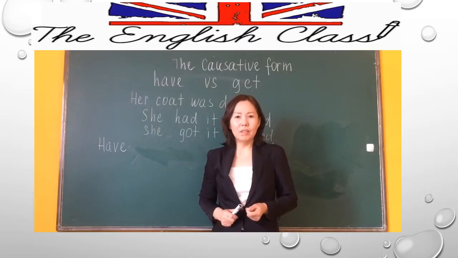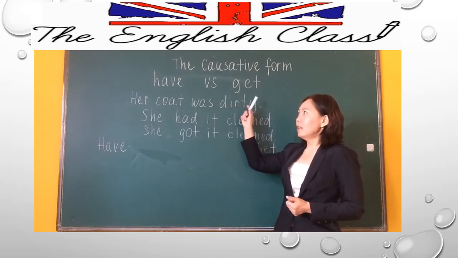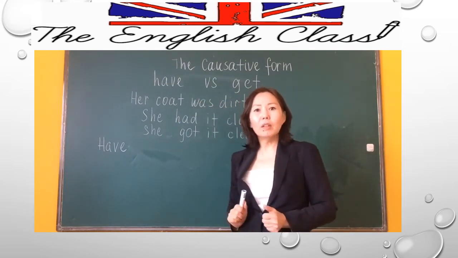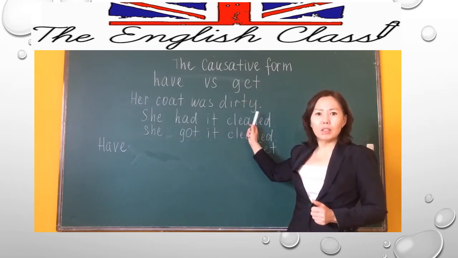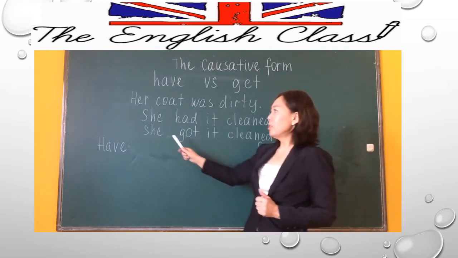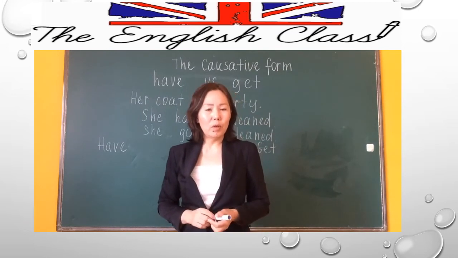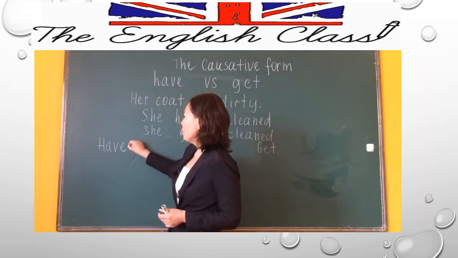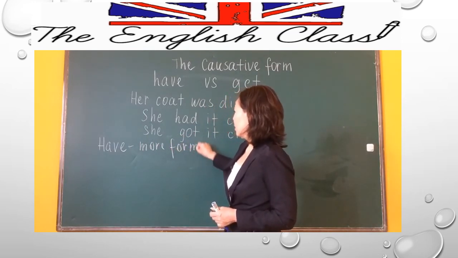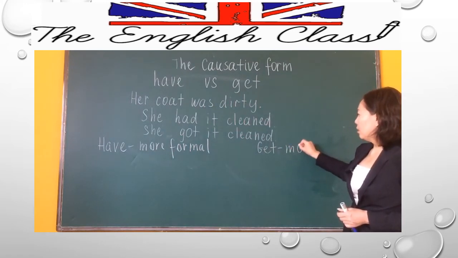Is there any difference between the verbs have and get? You can say get instead of have to say to get something done. For example, in the situation, her coat was dirty, you can say both. She had it cleaned or she got it cleaned. But there is a difference between these two verbs because have is more formal when get is more informal.